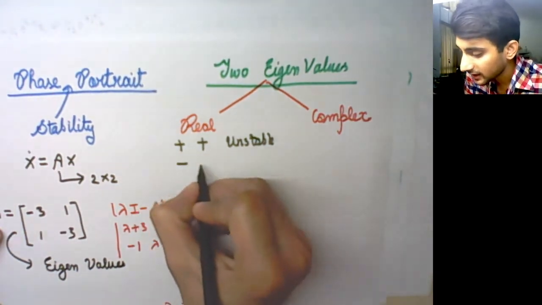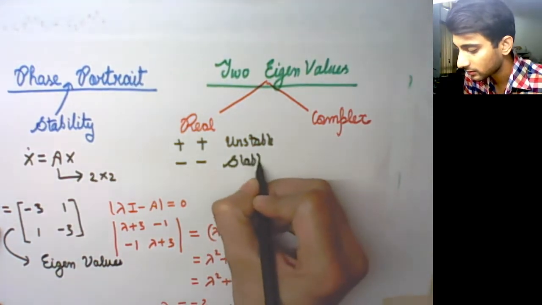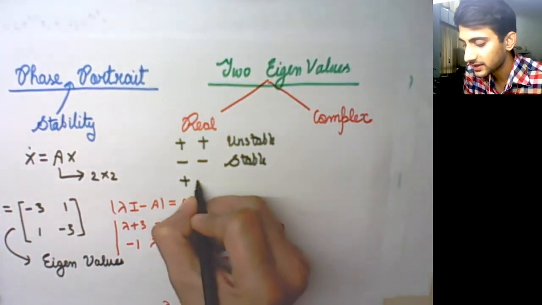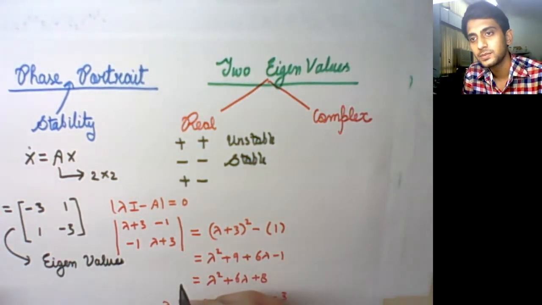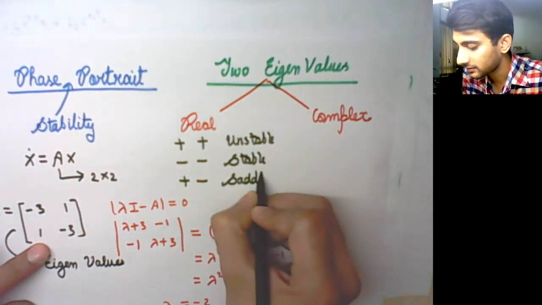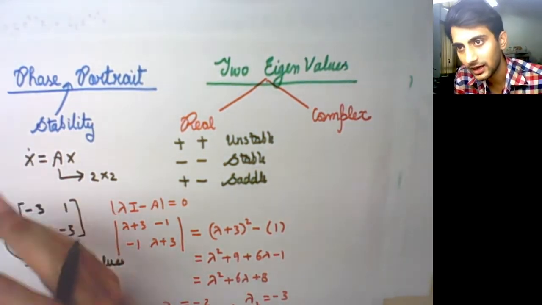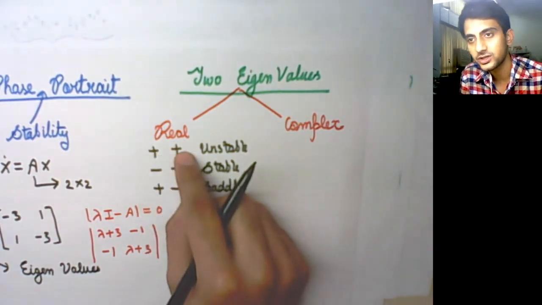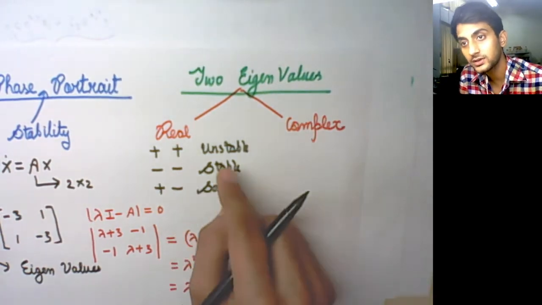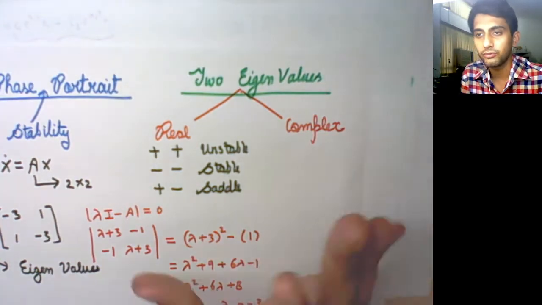If both are negative, then the system is said to be stable or asymptotically stable. If one of them is positive and the other is negative, in case of real eigenvalues, then we get what is called a saddle point. Okay, so these are three conditions for real values. Both positive, the system will be unstable. Both negative, the system will be stable. One positive, one negative, then it would be a saddle point.